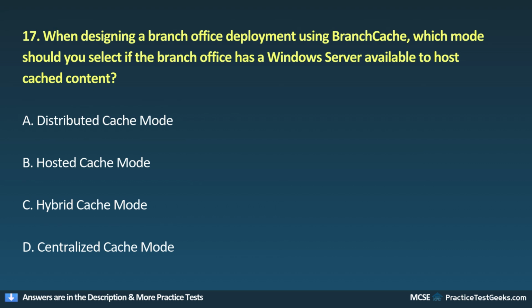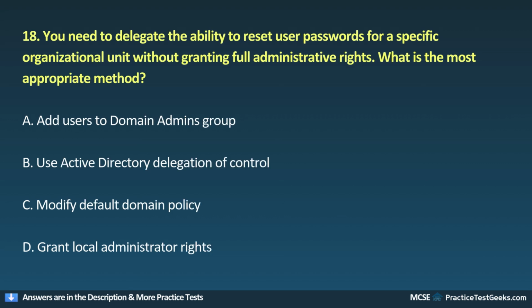17. When designing a branch office deployment using BranchCache, which mode should you select if the branch office has a Windows server available to host cached content? A. Distributed cache mode. B. Hosted cache mode. C. Hybrid cache mode. D. Centralized cache mode.